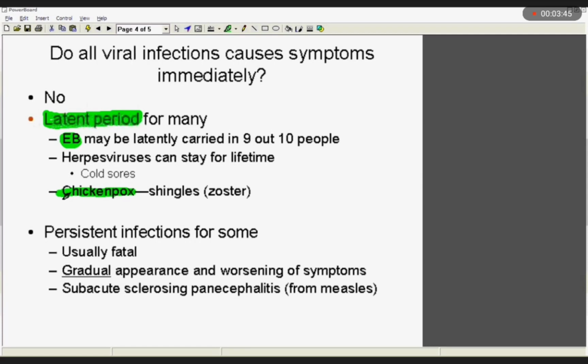Chicken pox, after you've been infected with chicken pox, the chicken pox virus can linger in the body long after the signs of the infection have cleared, and at that point, later on in life, can produce a very painful condition called shingles.